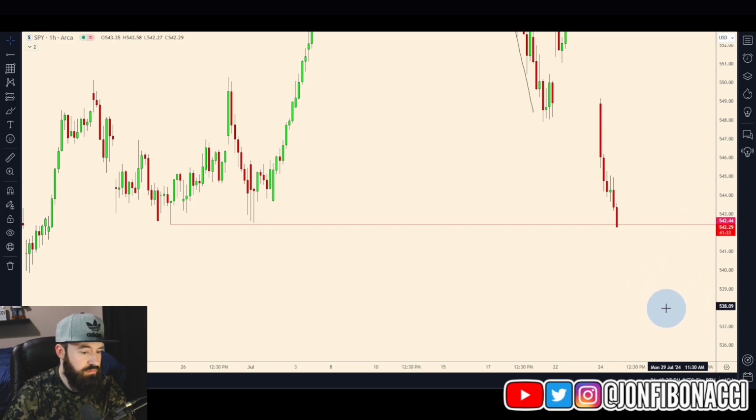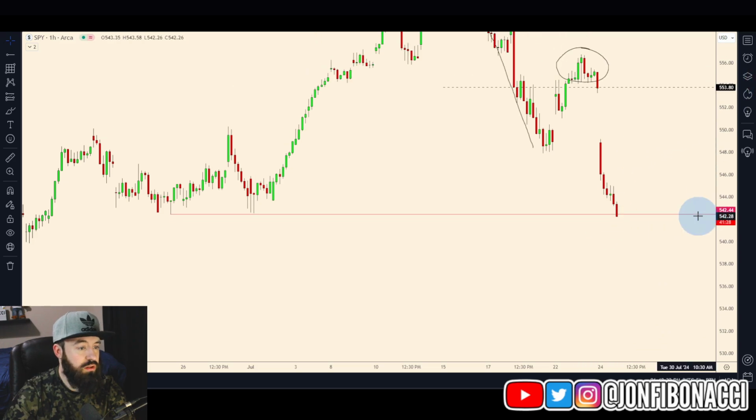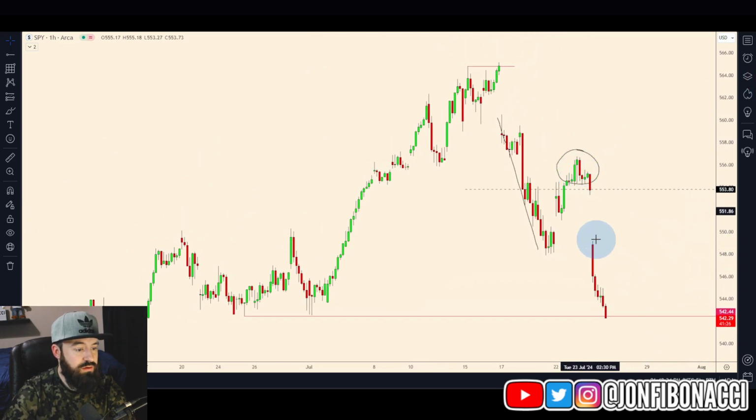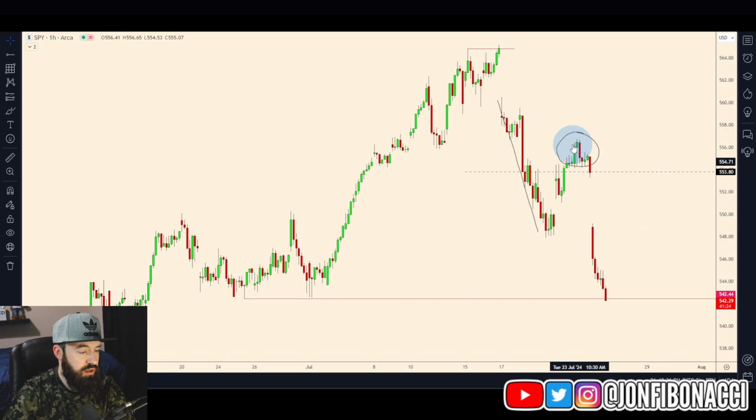542.44. We're in the 542.20s or 30s. And that's what that looks like. So this is the kind of easy trading that you'll see. Low resistant liquidity runs. But let's take it further.